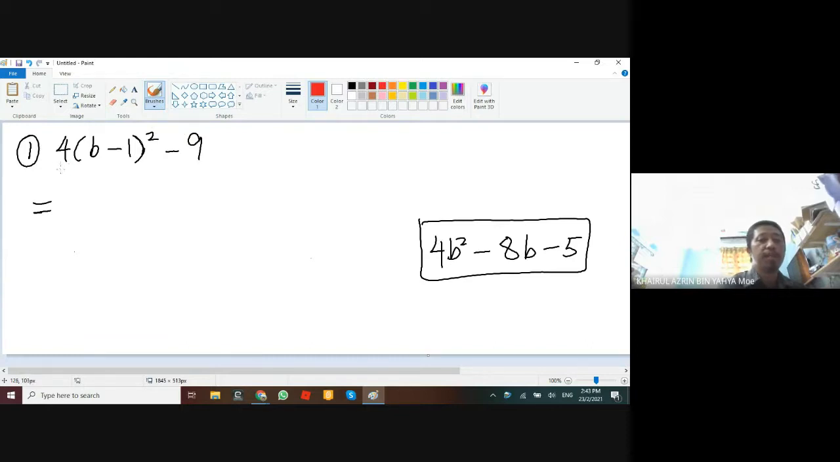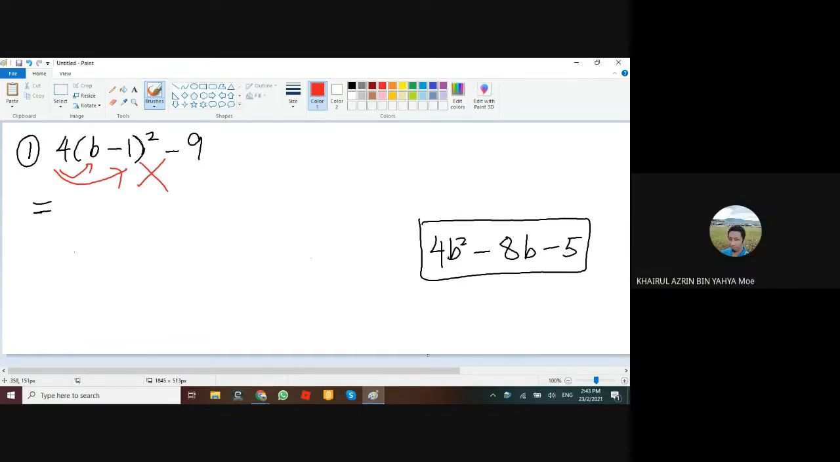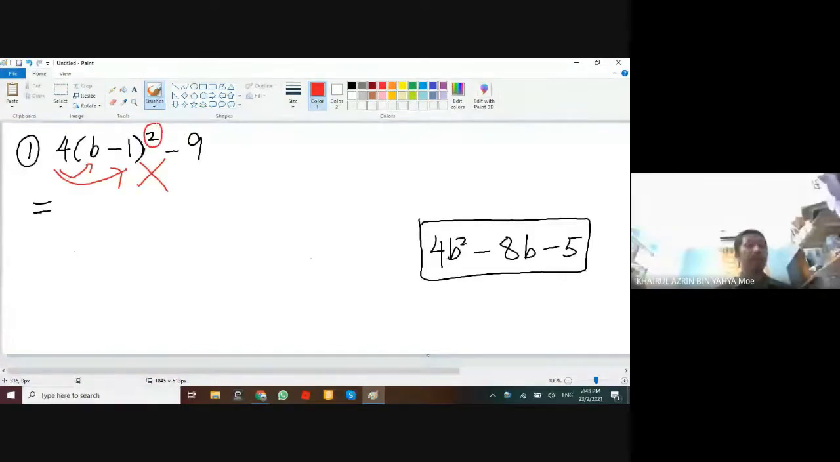You cannot multiply inside the bracket like this. Cannot. The common mistake in the exam. You cannot expand inside the bracket like this, because there is a square here. We must do the square first before we can use the number 4 to multiply inside the bracket.